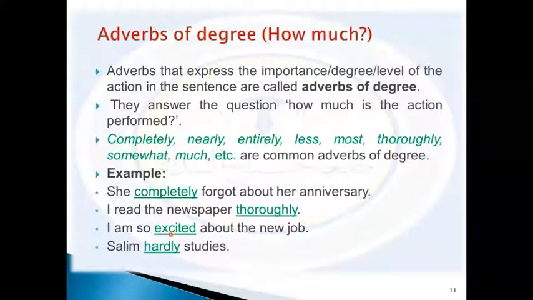Salim hardly studies. Hardly here describes the verb. You can even say Salim studies hardly. So hardly here is also known as an adverb of degree. It tells us about degree.